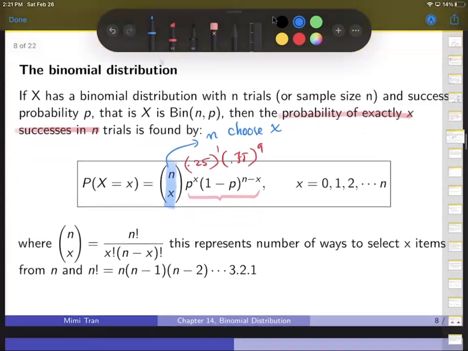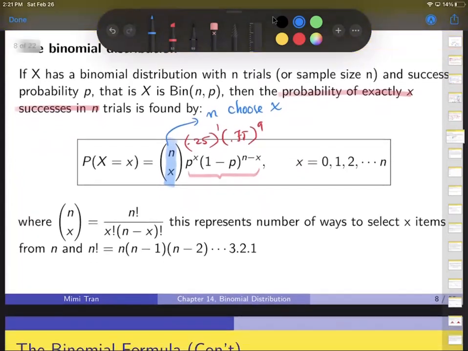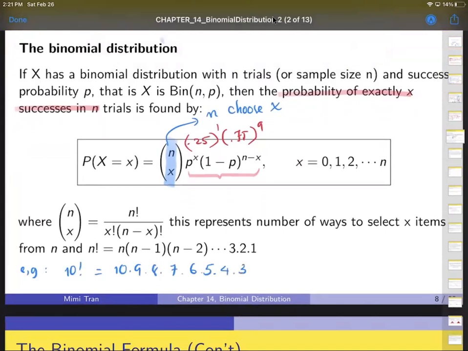Now let me remind you, factorial. Factorial is what? If I have 10 factorial, 10 factorial is just 10 times 9 times 8 times 7 times 6 times 5 times 4 times 3 times 2 times 1. Basically just 1 unit less than the one before, multiplying backward. Same thing with 20 factorial. So start out 20 times 19 times 18 times 17, etc., all the way to 1, right? So that's factorial.